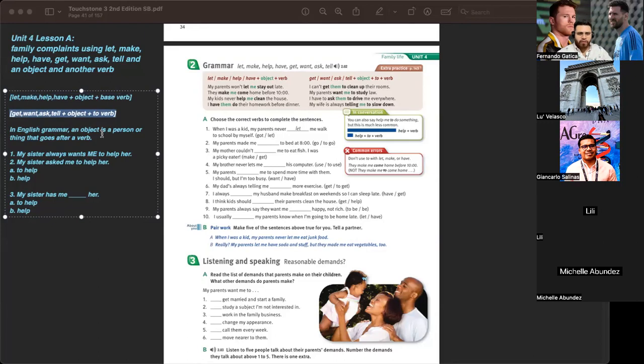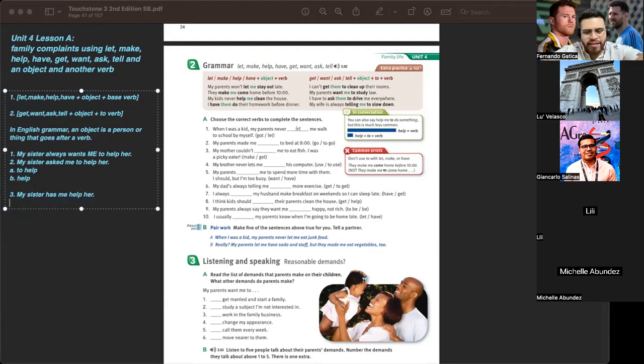Okay. The formulas will help you. Has is in the first formula or in the second formula? One or two? The first one, exactly, number one. So after the object me, you need to use a base verb. Class, what is the base verb? To help or help? Help. Yes. My sister has me help her.